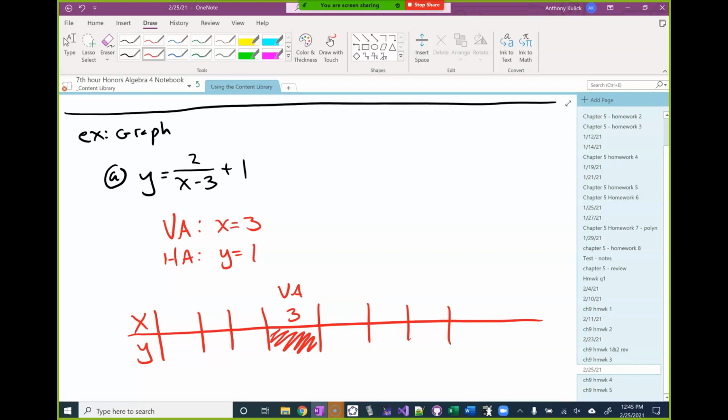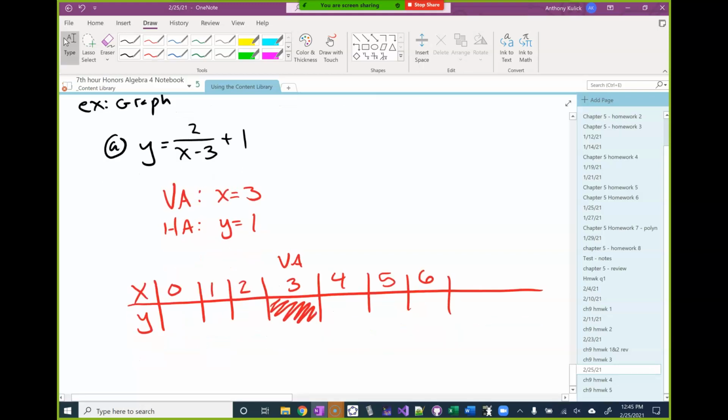And now I just need to pick 3 numbers that are less than 3 and 3 numbers that are bigger than 3. No reason to be sneaky about this. I'm just going to pick really obvious, easy to deal with whole numbers. Right? You could pick crazy decimals or fractions if you wanted to, but why? Plus, I find that the closer you pick numbers to the vertical asymptote, the better picture you get. So, how do I get the y coordinates after I pick the x coordinate? You just plug them back in, right?